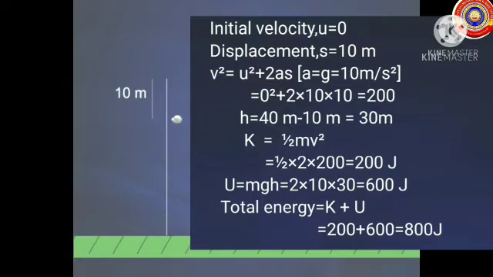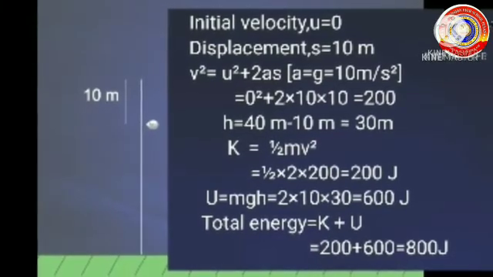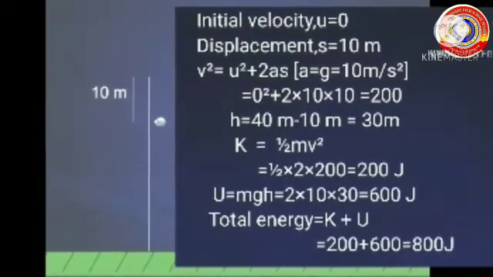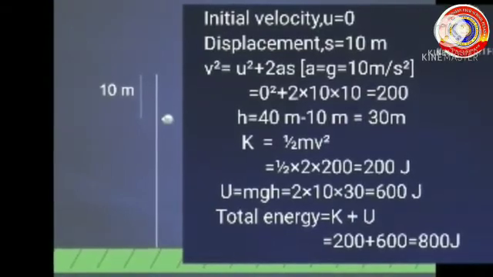For finding kinetic energy, we have the equation K equals half mv square, that is half into 2 into 200 equals 200 joule. Potential energy U equals mgh, that is 2 into 10 into 30 equals 600 joule. Here the total energy equals kinetic energy plus potential energy, that is 200 plus 600 equals 800 joule.